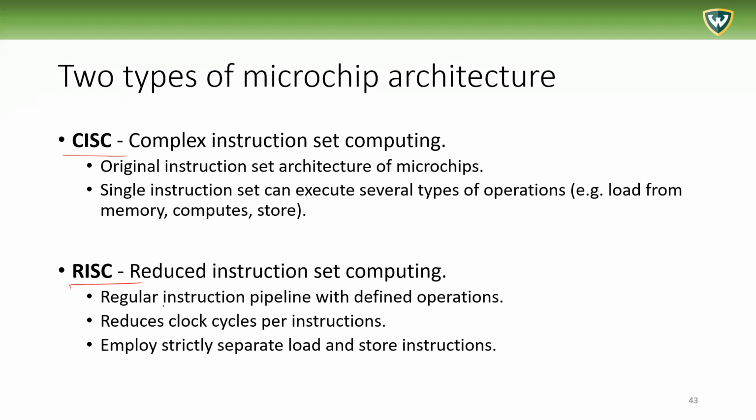So the original was CISC, and now there is one called RISC, reduced instruction set computing. This created a regular instruction pipeline with defined operations. So you can't just put everything in the instruction set. It has to be very specific, limited and regular. This reduces clock cycles per instruction, so it's faster, and it employs strictly separate load and store instructions. So it's more defined, it reduces the instructions, and it reduces the cycles of operations, and therefore the energy and the resources that it needs.